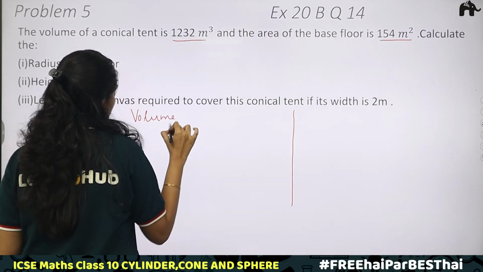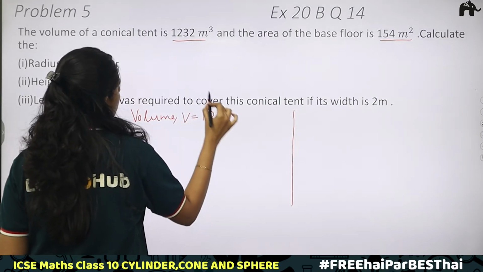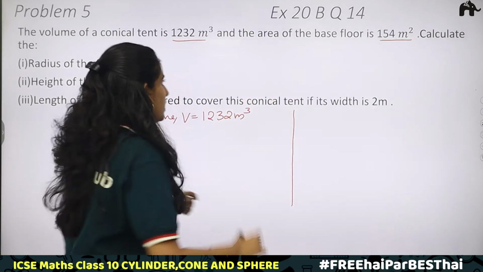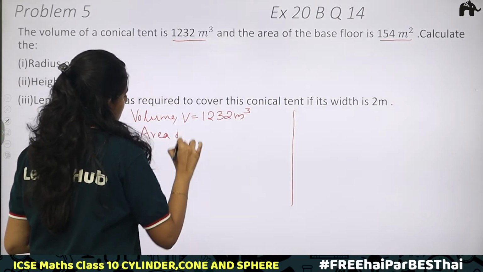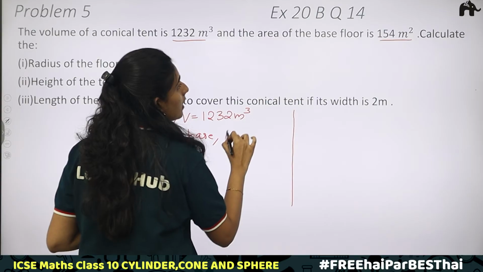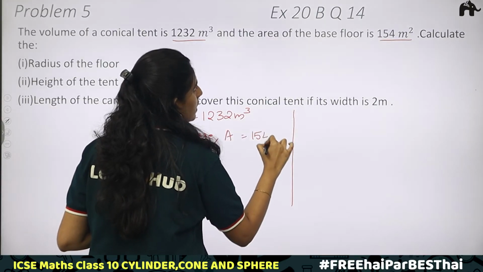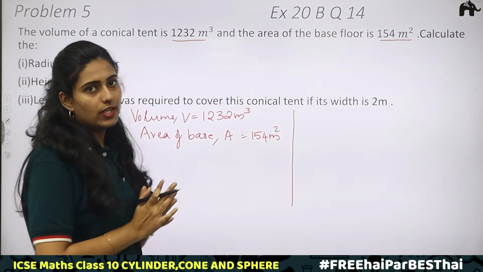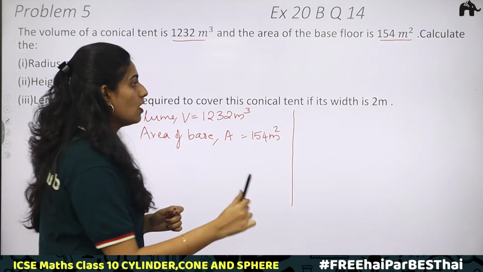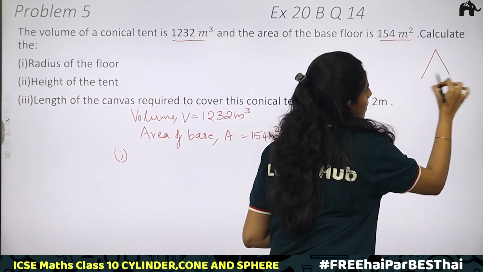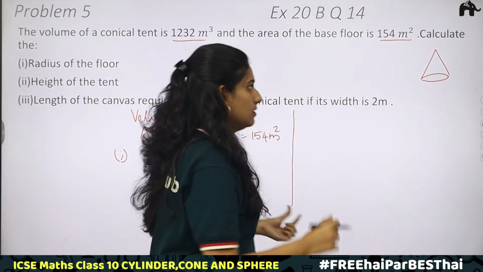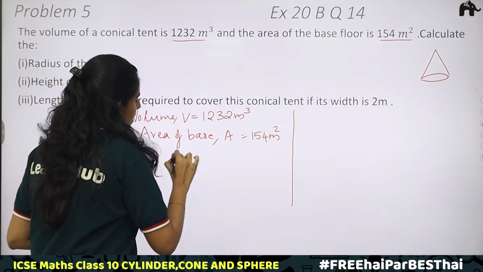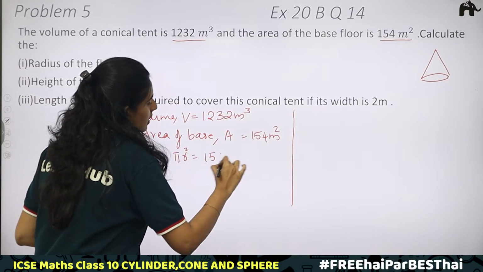Volume V is equal to 1232 meter cube. Then the area of base is given: area of base is equal to 154 meter square. First, we need to calculate the radius. How to calculate the radius? Here, the area of base is given. The base of a cone we know is circular in shape. Therefore, the area of base will be pi r square, and the pi r square value is equal to 154.